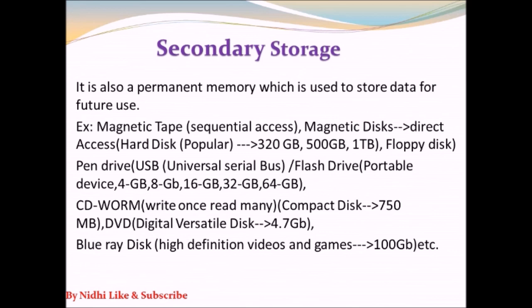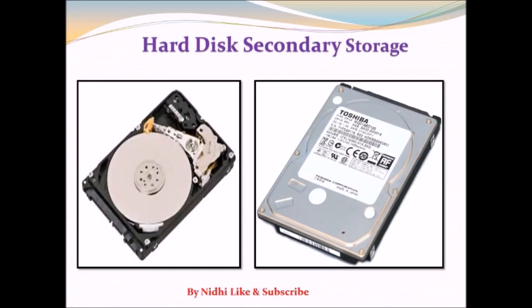Now we are going to discuss these in the form of images. So first you can see a hard disk, a secondary storage device. This is the way a hard disk looks like. There are two images, one from the interior. It uses a mechanical or magnetic process for storing the data in the form of circles or tracks. Okay, so here you can see the image of a hard disk.